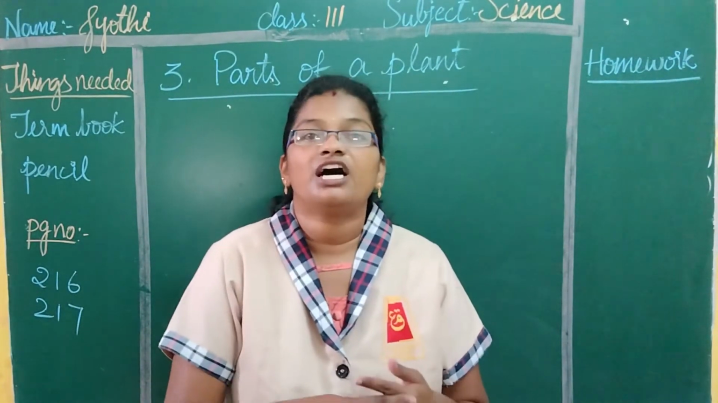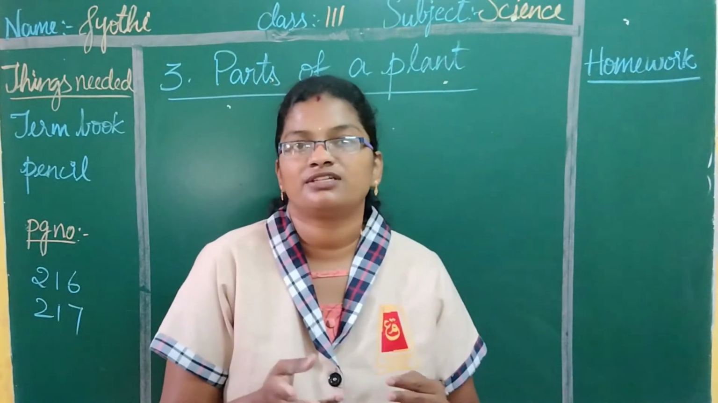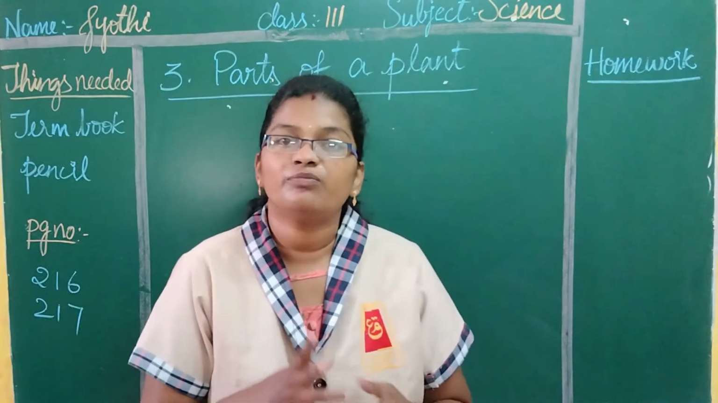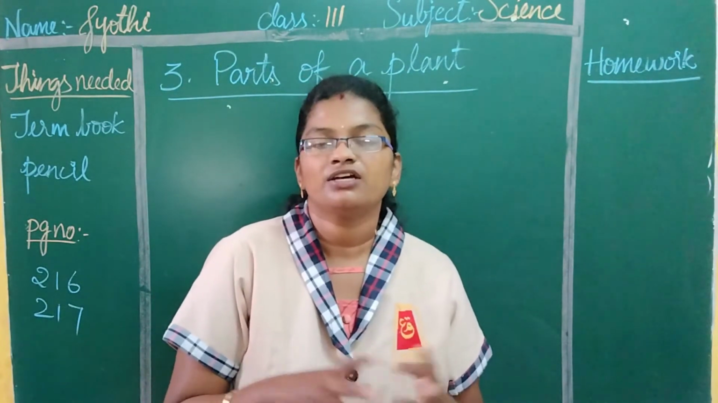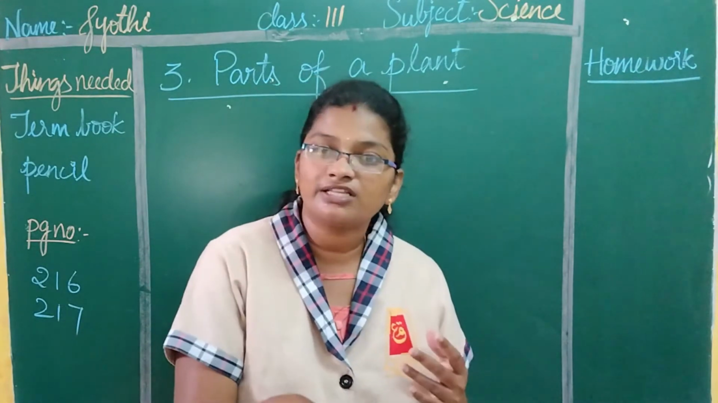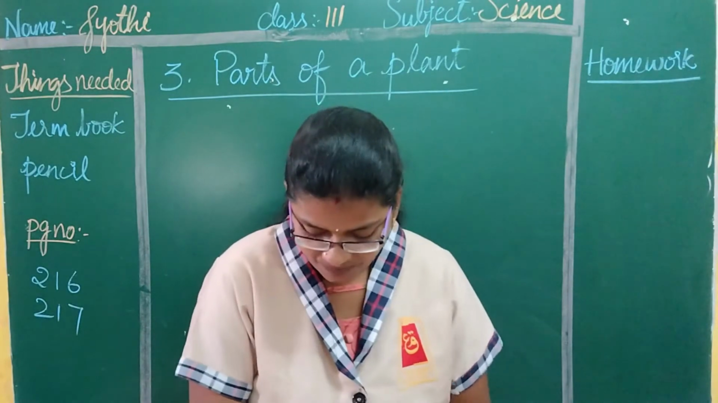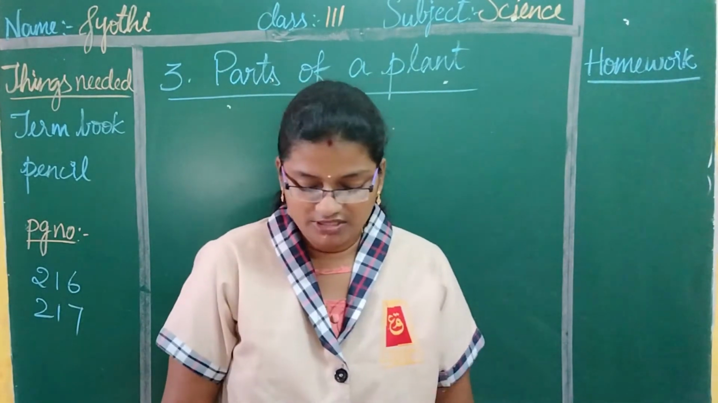The upper layer of the soil has so many nutrients, right? That is very important for the growth of a plant. So these roots are going to help the plant to fix in the soil and even avoid the soil erosion. And what is the second use?